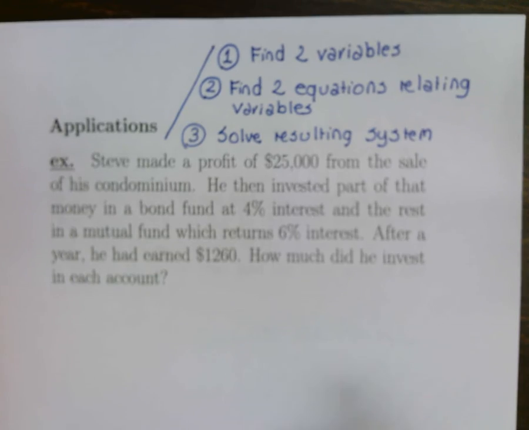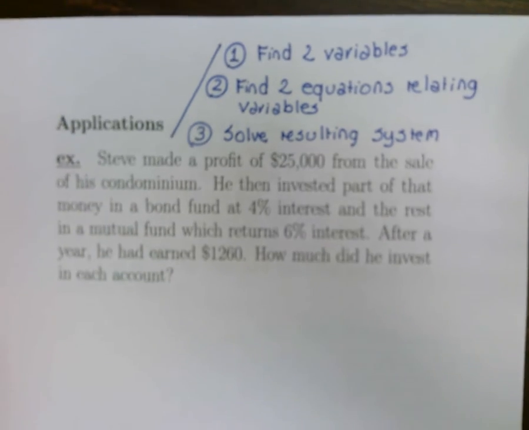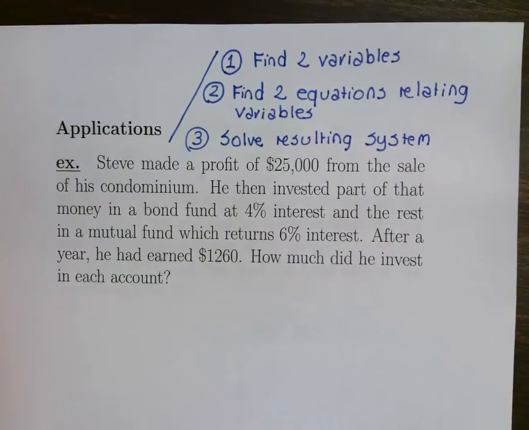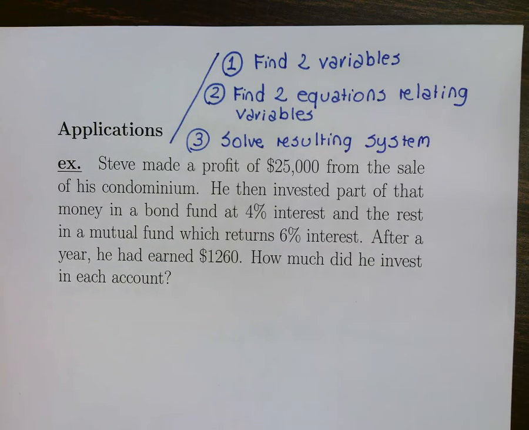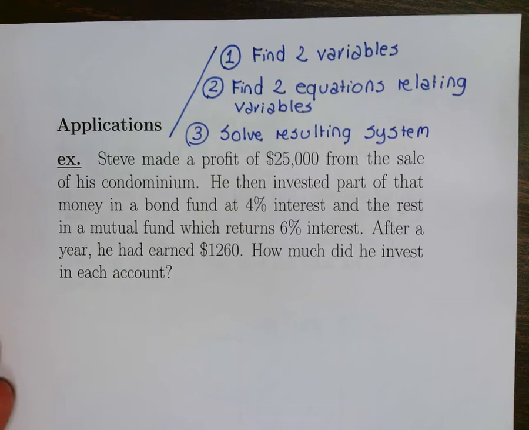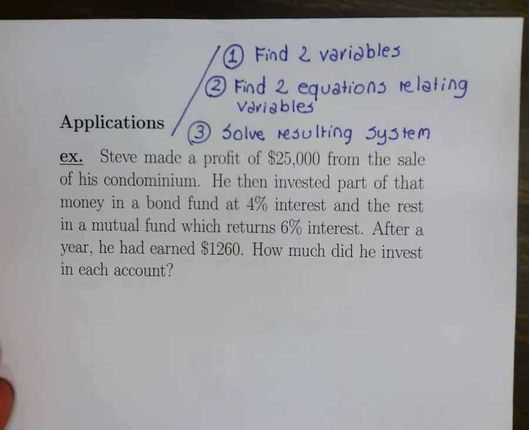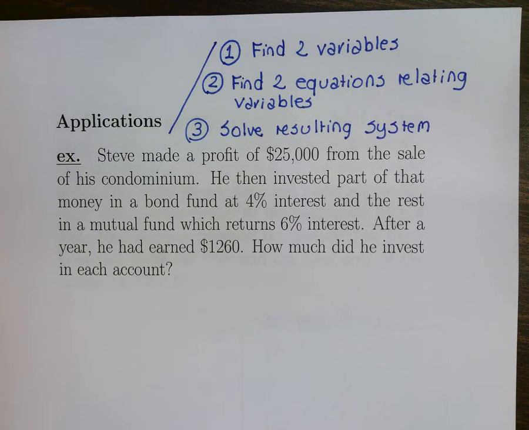Okay? And I'm going to show you one example of the first type of problem, but this is really very similar. The concentration problems and these interest problems, they're really very similar problems in that they're talking about 2 separate things. All right, so Steve had $25,000 and he's investing that and he earned $1,260, and the question is how much did he invest in each account?